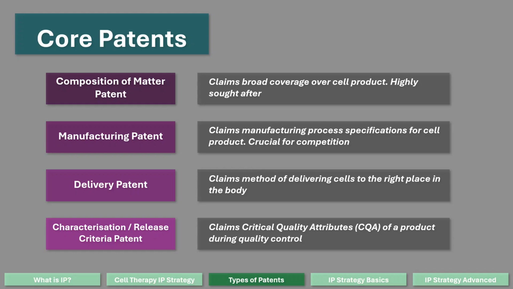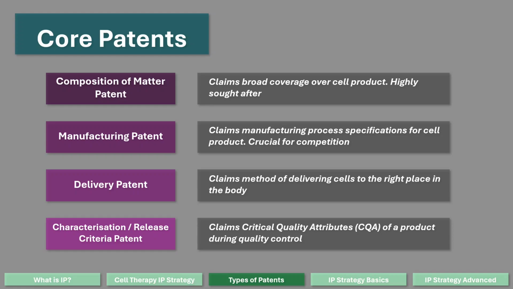A manufacturing patent is also incredibly important. It includes specifications that allow cell products to be manufactured in a scalable and cost-effective manner. It creates a long-term barrier of entry for competitors and may protect cell products after the first composition of matter patent expires by making it difficult for competitors to design an effective manufacturing solution to copy our original product.